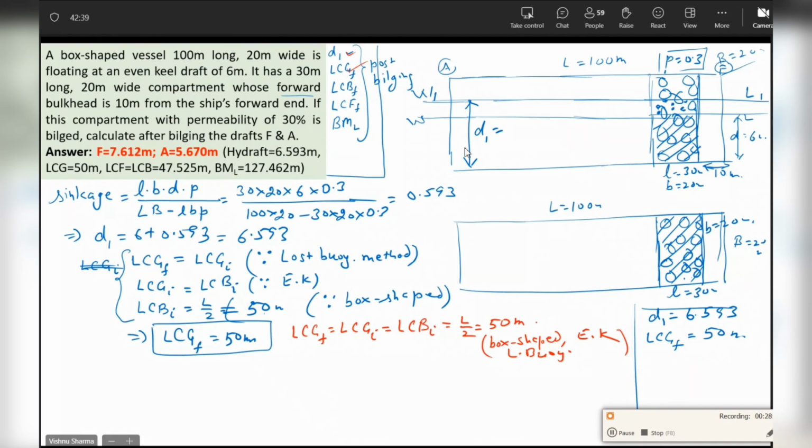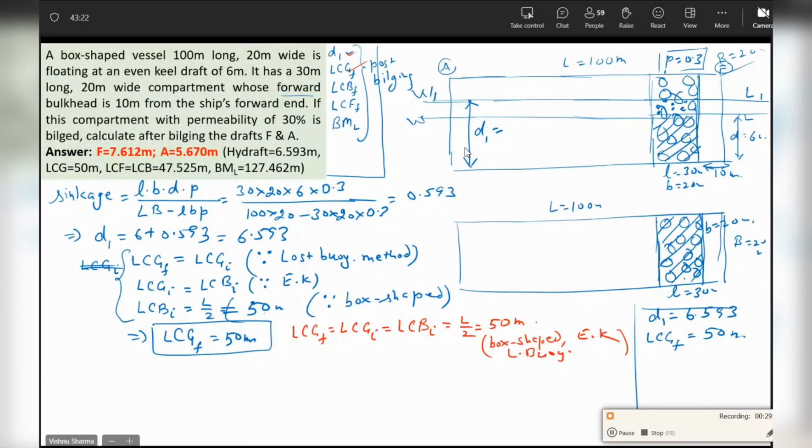Over the last 2 days, guys, all of you have learned how to calculate the KB. You took moments about keel. We'll do exactly the same thing. The only thing is, moments instead of being vertical will now become longitudinal about after perpendicular. That's the only change. Instead of taking moments about keel, we'll start taking moments about the after perpendicular. And if I get the moment of the volume of buoyancy about after perpendicular, and I divide by volume of buoyancy, I'll get LCB. Do you agree with the logic that I have given, guys? Yes or no?